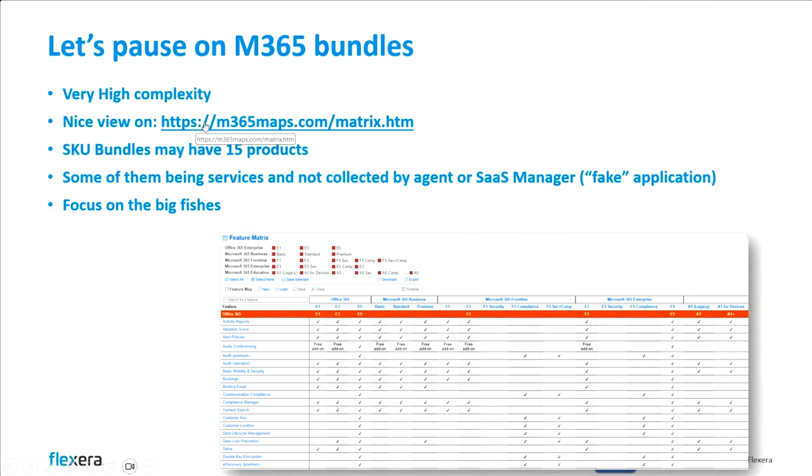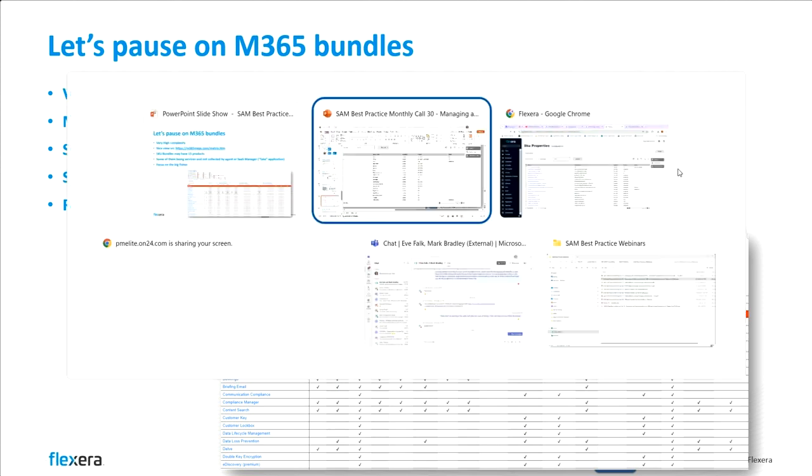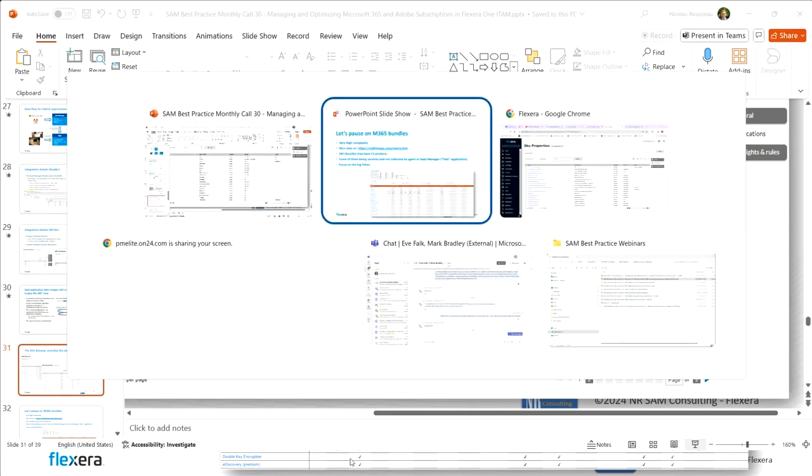I found this site, which seems to be created by a Microsoft engineer. So maybe it's a Microsoft site. Extremely interesting. You see all the bundles, all the combinations and so on. And the SKU bundles may have 15 products. I think that's what we were seeing, something like 20 products. But some of them are services, not collected by the agent because they're not true installed applications or even SaaS Manager. So we create fake applications which sometimes don't relate to anything.